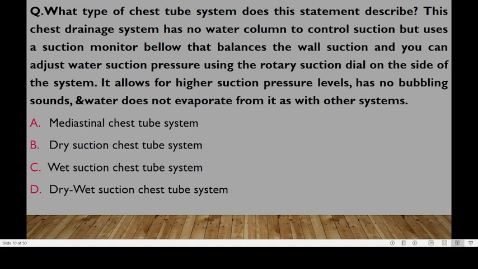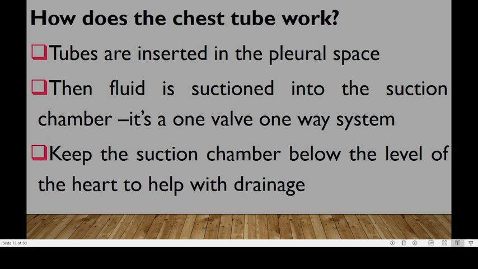Remember, we have said that we have two common types of chest tube system, the dry and the wet. And if you look at the description keenly, you realize that the system described here is the dry suction chest tube. Remember, we have said that it's the one that uses a suction bellow that balances the wall pressure, and you can adjust the suction pressure using the rotary suction dial on the side of the system.